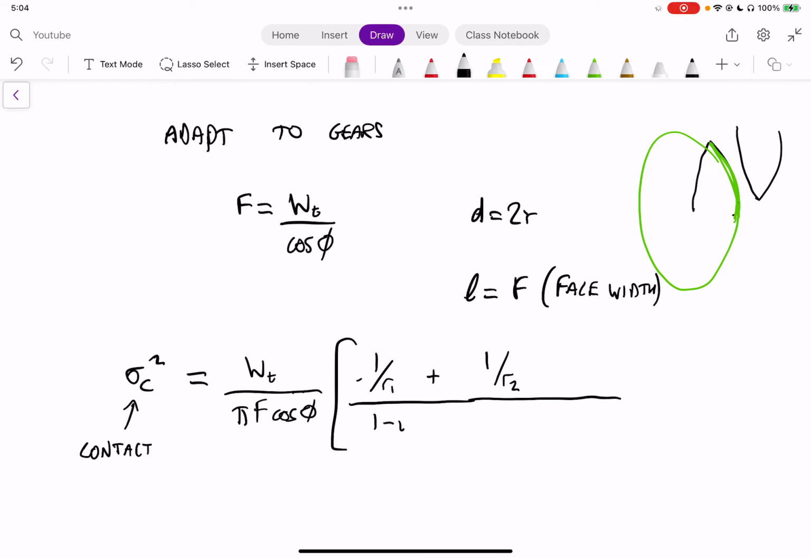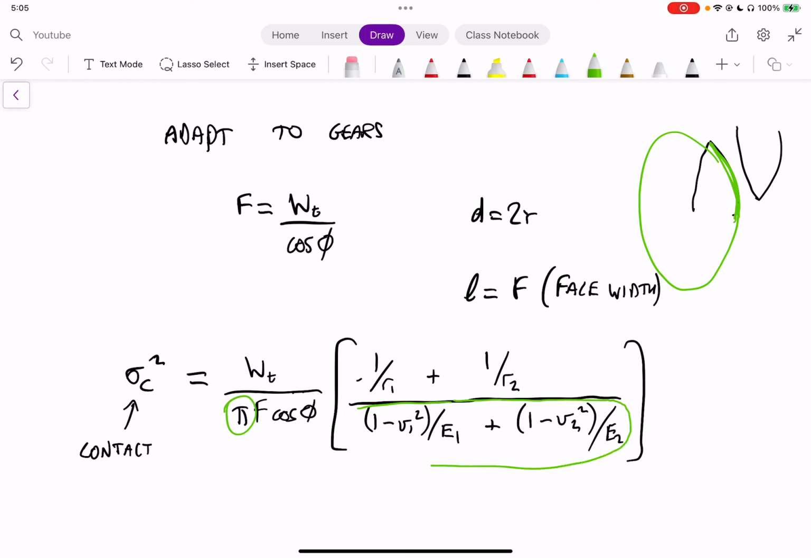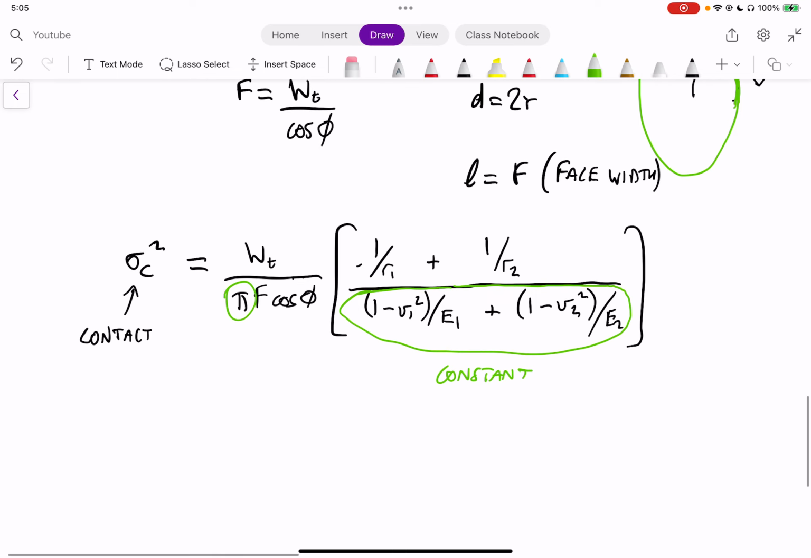And then we have these terms: 1 over v1 squared, or minus v1 squared over e1, plus 1 minus v2 squared over e2. Clearly, we can also say that this whole term here, if I highlight it in green, including the pi and all of this term at the bottom, is going to be a constant. So we can take this constant out and call it something new.